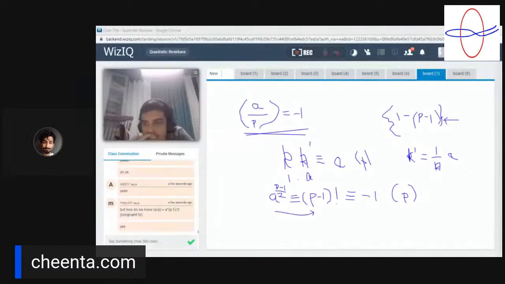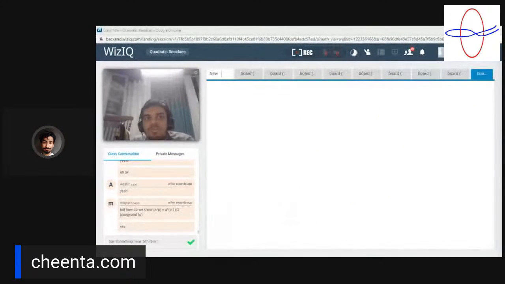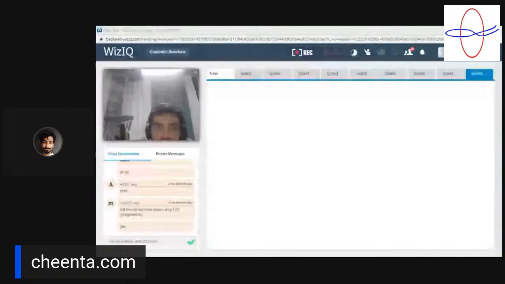I was thinking of covering Gauss's lemma also, but maybe we should do that in the next class. We'll do one more thing in that case. Let's see how to solve a random second degree equation in this space.